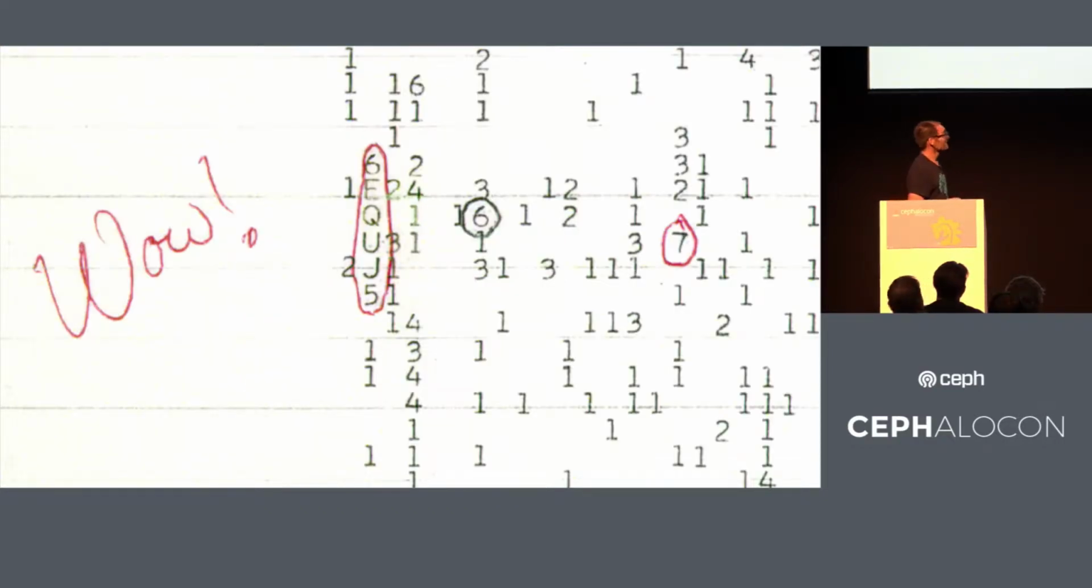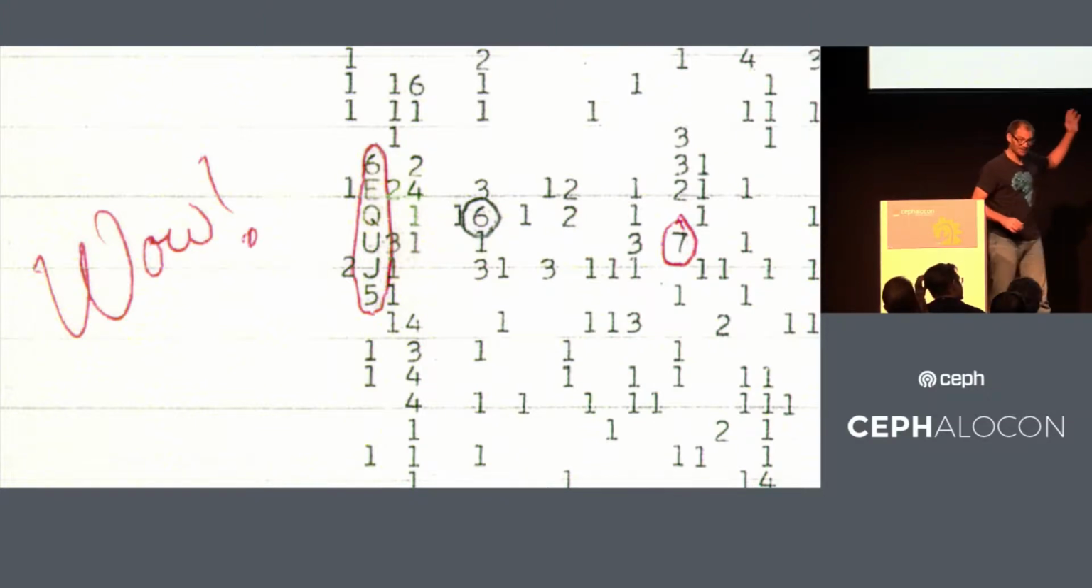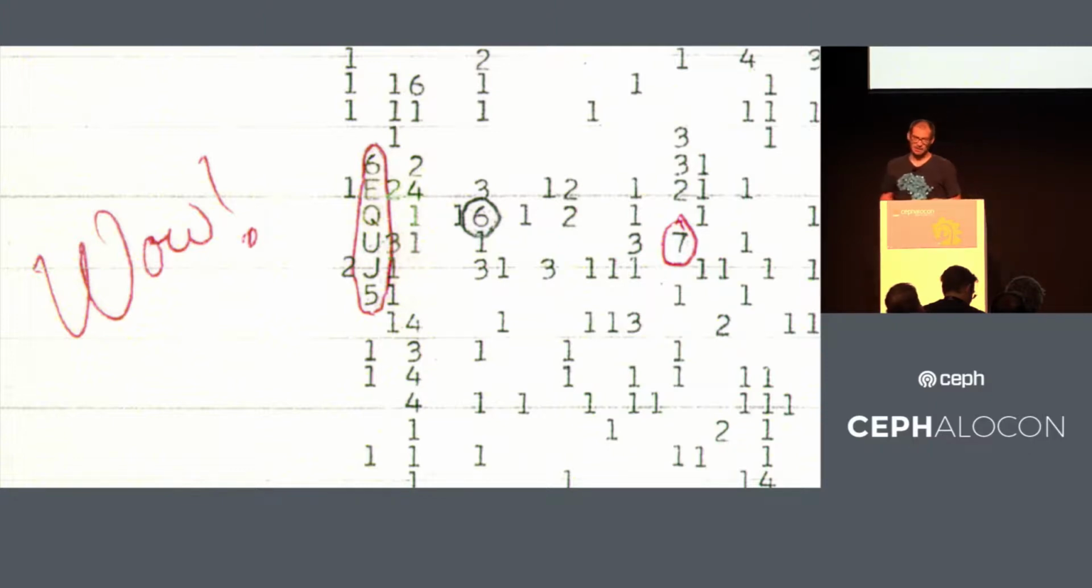Then a jump back into paper. I think this needs no explanation, but this is the Wow! signal. It was basically a 7-second signal from the SETI project, the Search for Extraterrestrial Intelligence. A lot of sci-fi is based on this at the moment. And this is also something that MeerKAT is actively involved in at the moment.